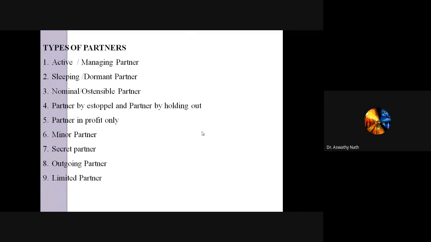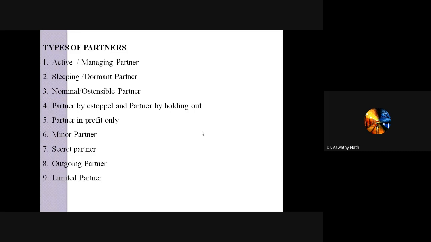From the name itself, active partner means he is having an active interest in the business, and he's carrying on the business on behalf of other persons also. So he's active in the business, and if he wants to retire, he has to give a public notice of retirement. If not, he is liable for all the activities by the firm. Because he is actively participating in all the activities in the business, he is called an active partner, or he's also called a managing partner.